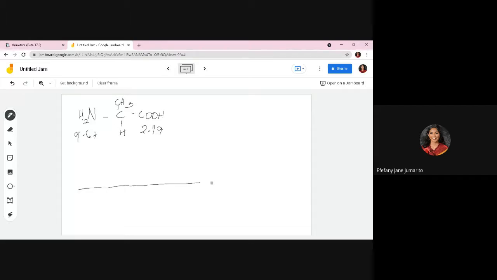Let's draw that one. Now we have 2.19, then here we have 9.67. Below 2.19, that is acidic. It's still acidic condition. Now, what will happen? Let's draw the structure of your alanine under acidic solution. What will happen?